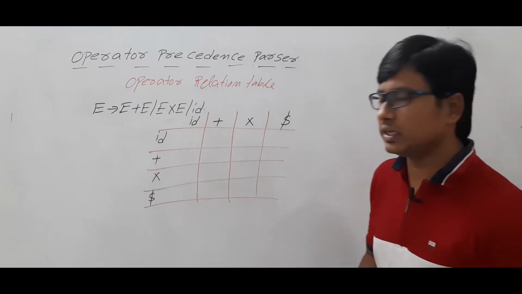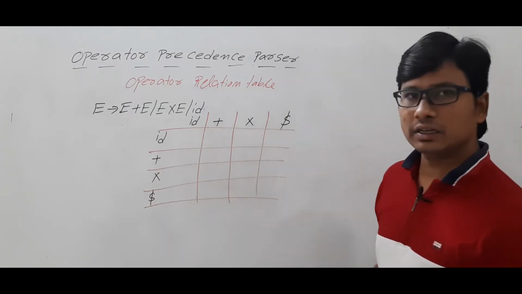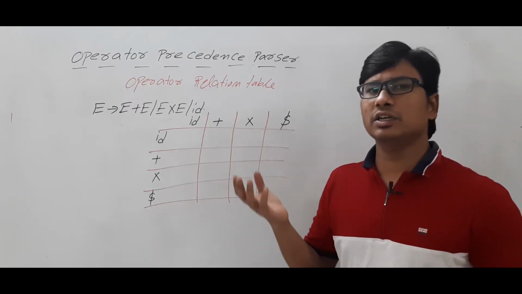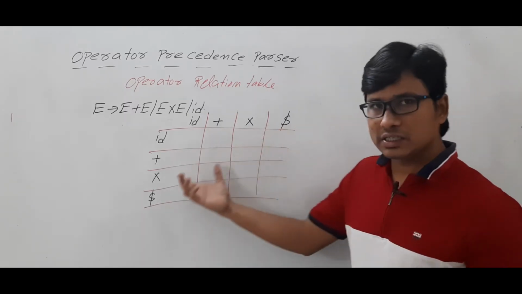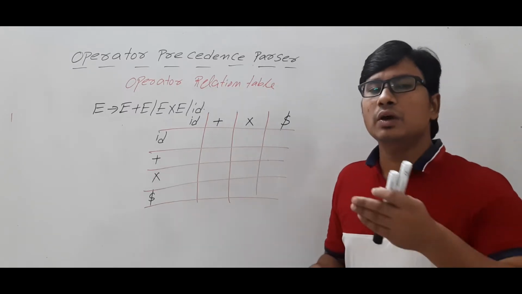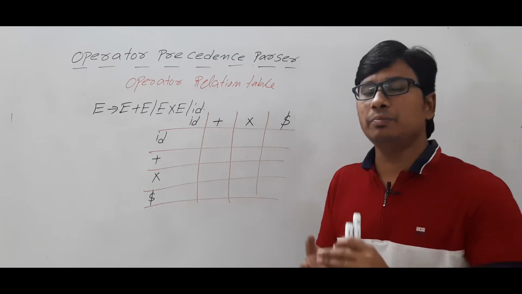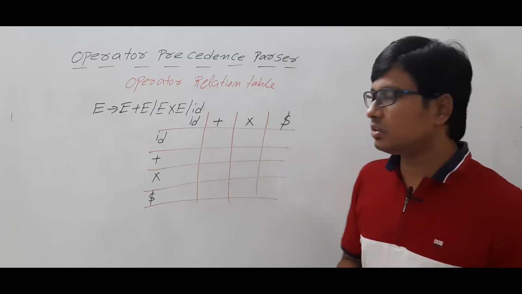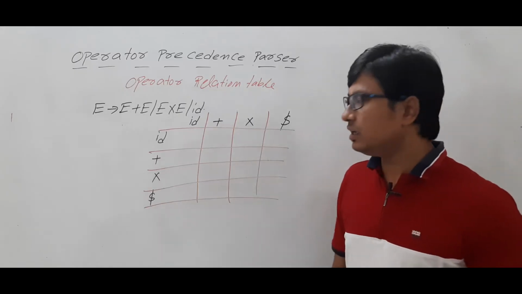Then you can ask me why I am considering dollar, because in all the tables, in the LL1 table, LR0 table or SLR1 table, we have considered the dollar. Am I right or wrong? This will be useful for us to know when to terminate the parsing process, or when to accept the string. All these things will be possible with the help of the dollar.